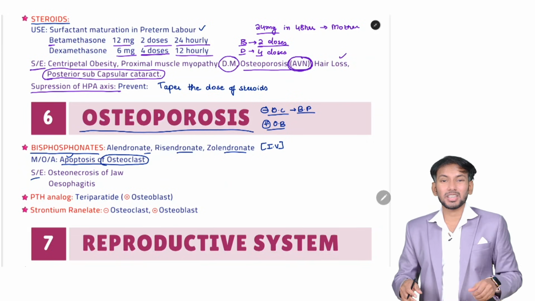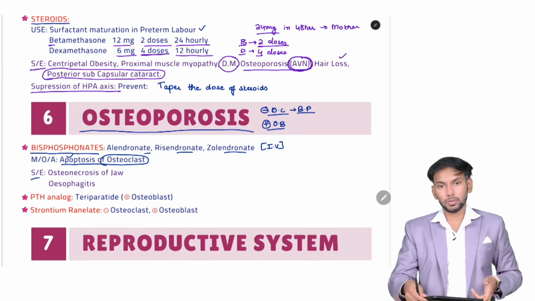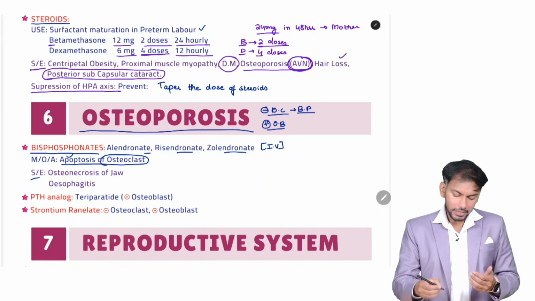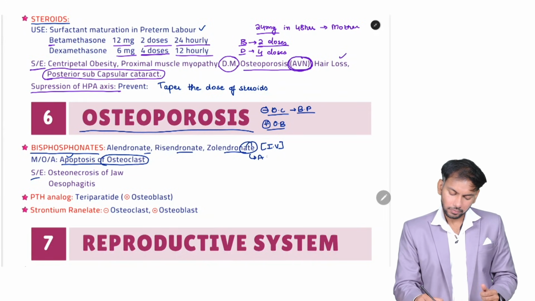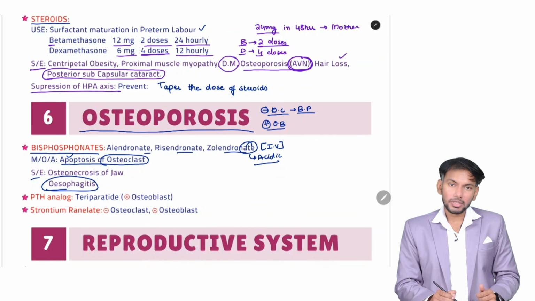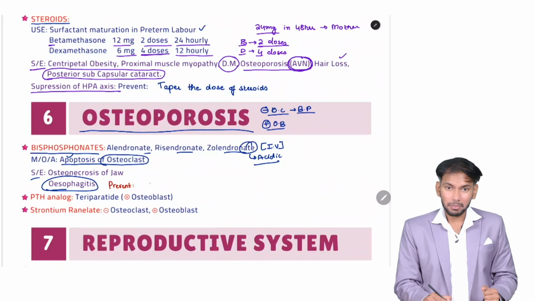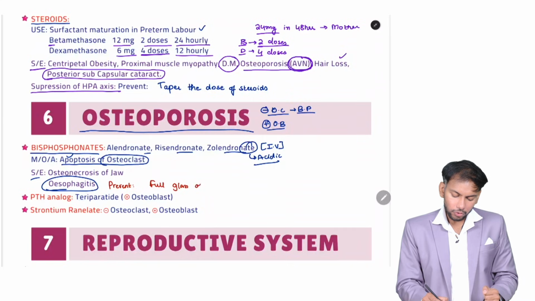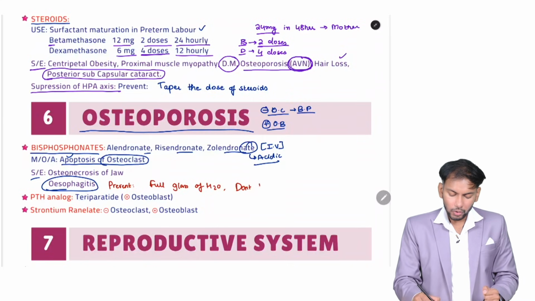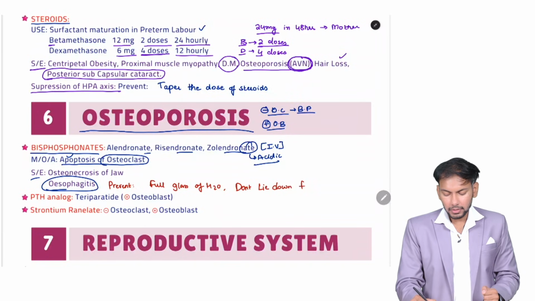What are the side effects? It will cause osteonecrosis of the jaw. And dronates are acidic drugs. So, if they stay in the esophagus, it can cause esophagitis. So, how do you prevent it? You should ask the patient to take the tablet with a full glass of water. And you should ask the patient not to lie down for at least 30 minutes.